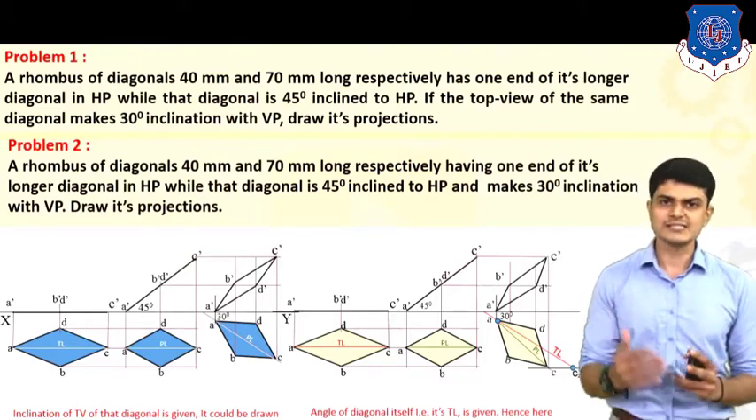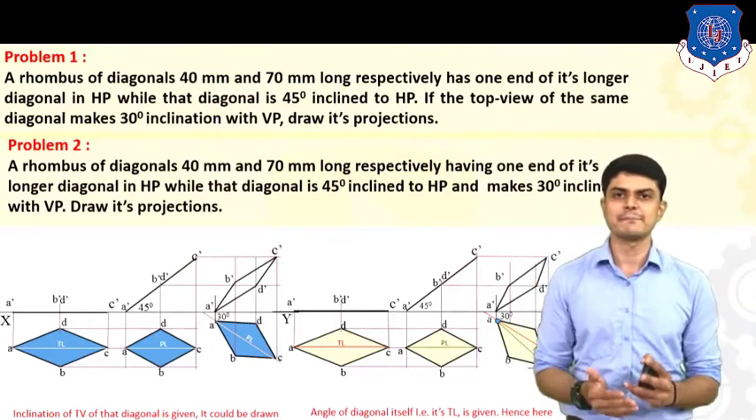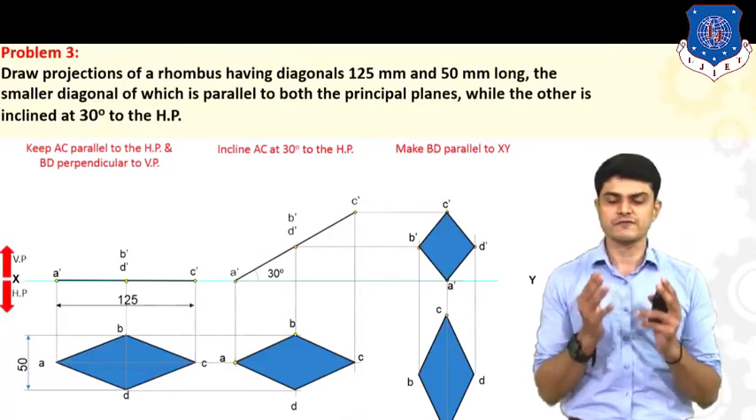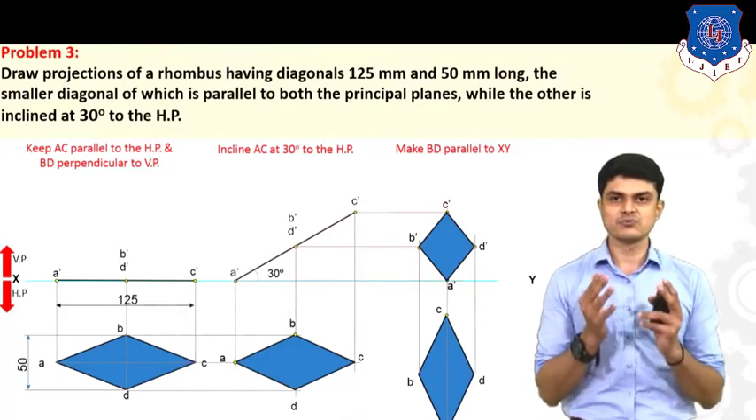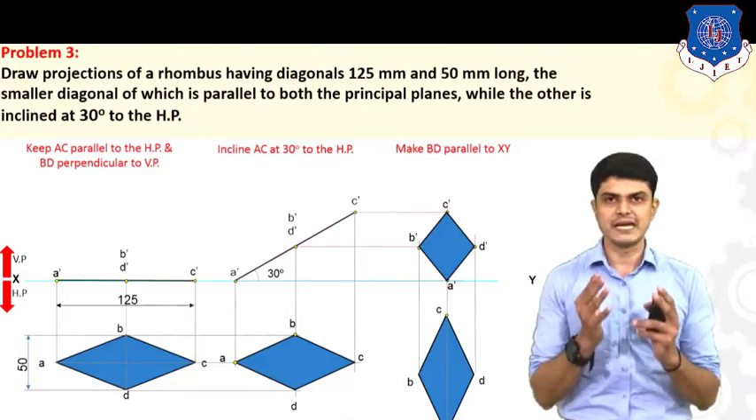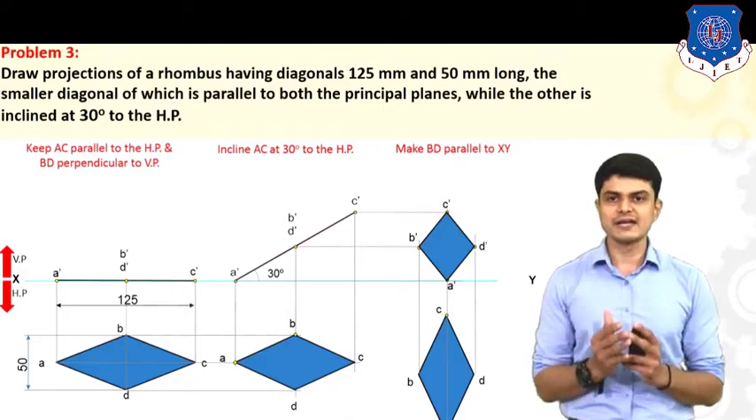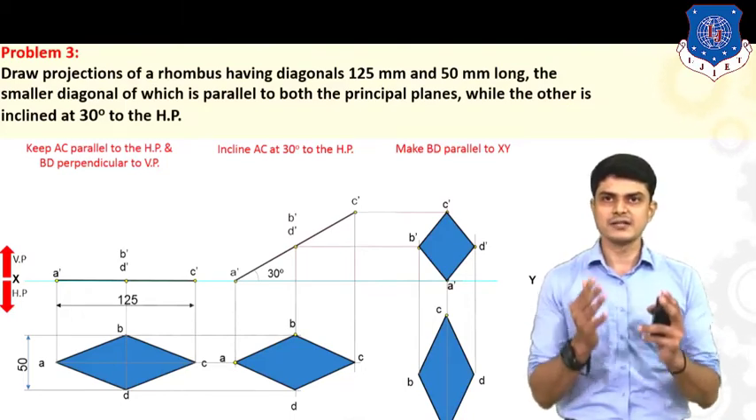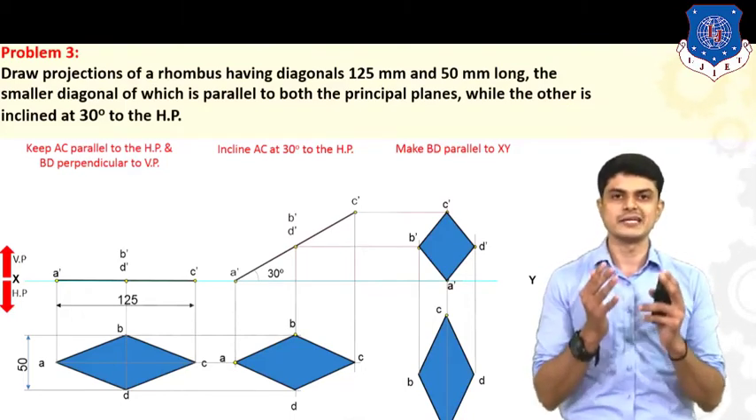So now let us move ahead and see one more example based on the same concept. Draw the projections of a rhombus having diagonals 125 mm and 50 mm long. The smaller diagonal of which is parallel to both the reference planes, while the other diagonal is inclined at 30 degree to HP.